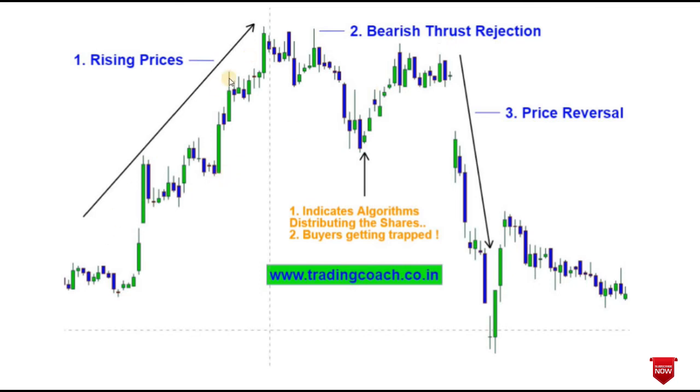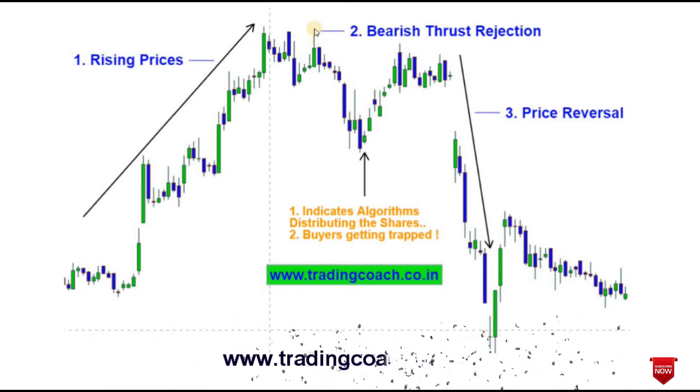Here you will be seeing rising prices. The prices will be making higher highs, and within the rising prices, all of a sudden you will see a sharp rejection from the top. You will see a long shadow, or a long wick just like this, which indicates the rejection from the top. And this particular rejection is telling us that algorithms are distributing the shares. The algorithms are selling the stock. They are actually trying to clear their holdings. So right after this rejection, the prices may fall for a while.